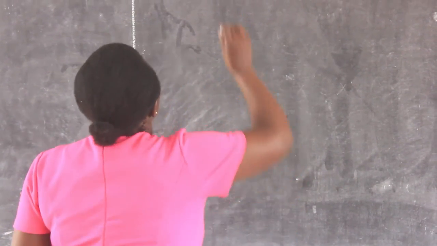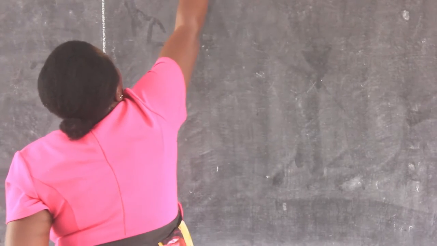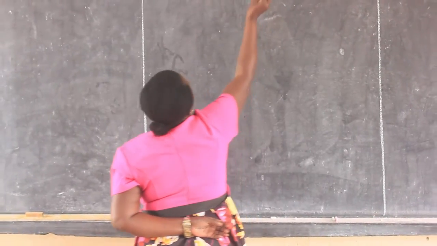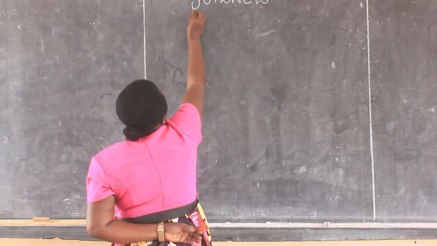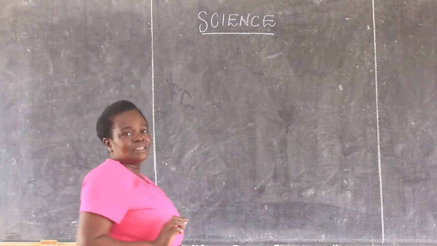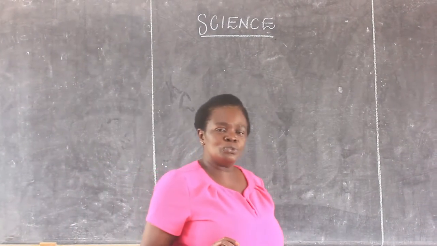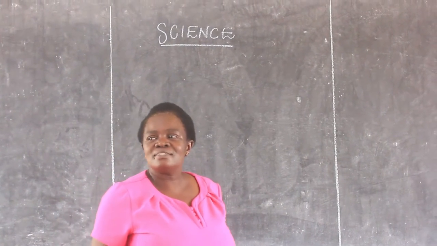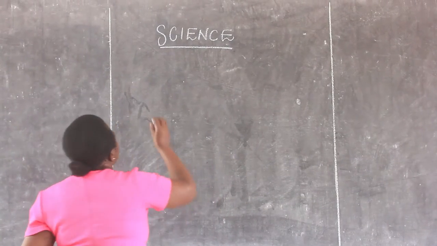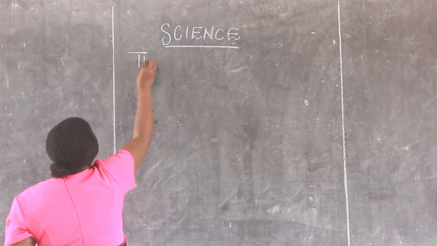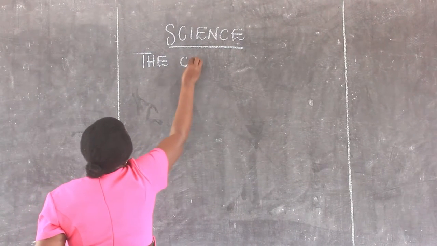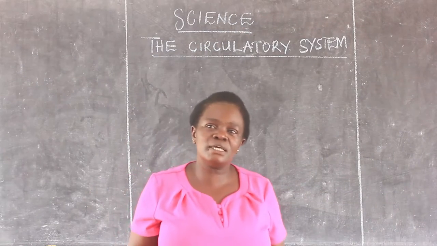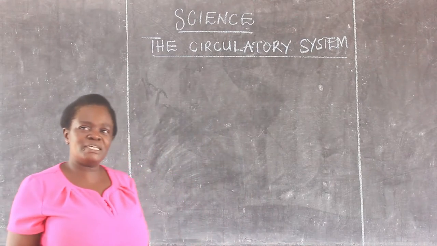Told you we are going to look at science. Our topic today in our P6 syllabus is the circulatory system. Going into the details, we need to know what the circulatory system is.